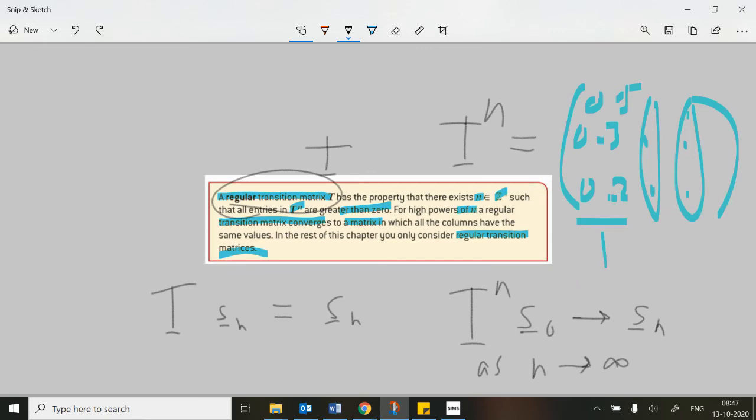Okay, so hopefully I've unpacked all of that now. We're talking simply about regular transition matrices. We're talking about applying them to an initial state vector and leading to a stabilized system if we've got a regular transition matrix.